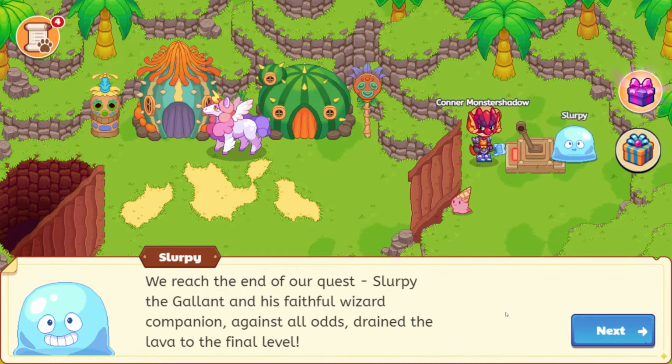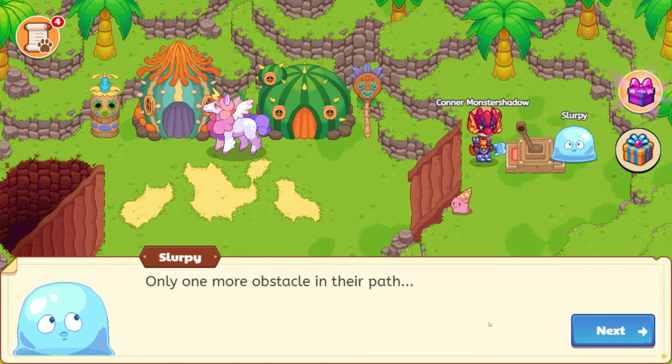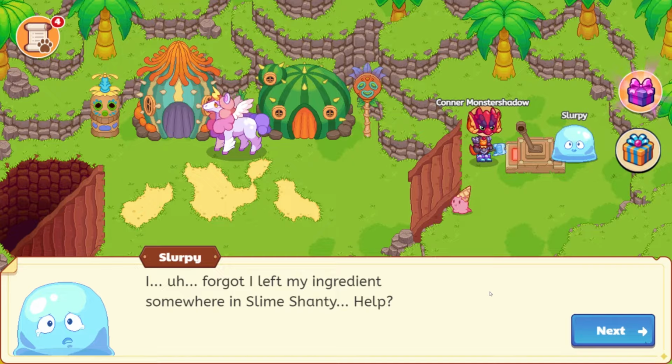We reached the end of our quest. Slurpee the Gallant and his faithful wizard companion, against all odds, drained the lava to the final level. Woohoo! Only one more obstacle in their path. Uh-oh, what is it? I forgot. I left my ingredients somewhere in Slime Shanty. Help? Oh, of course you did. Slurpee, of course you did.